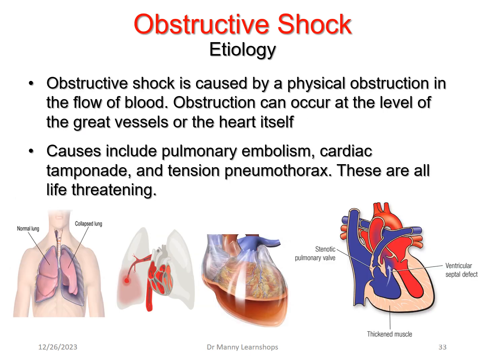What's the etiology? This is a physical obstruction to blood flow. Obstruction that can occur at the level of the great vessels or the heart itself, as we said: pulmonary embolism, cardiac tamponade, tension pneumothorax, and these are all life-threatening. I've even included one there, the last one, a congenital heart problem, which is called tetralogy of Fallot. And in tetralogy of Fallot, you've got right heart problems there with an underdeveloped pulmonary artery valve. You've got a hole in the heart called a ventricular septal defect, VSD, and this will result now in obstruction to blood flow, in and out.